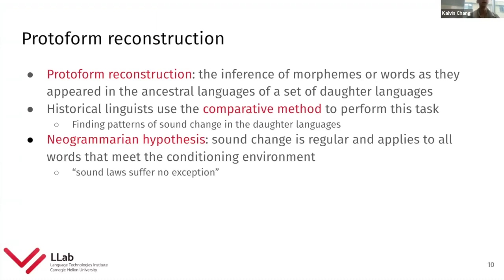So I like the analogy that my advisor uses. So imagine you had a regex and you applied it to most of the words in some proto-language. And that regex is sound change. Now, protoform reconstruction then is trying to undo that regex and figure out what the original proto-language is. So it's kind of like a decoding problem. Right?